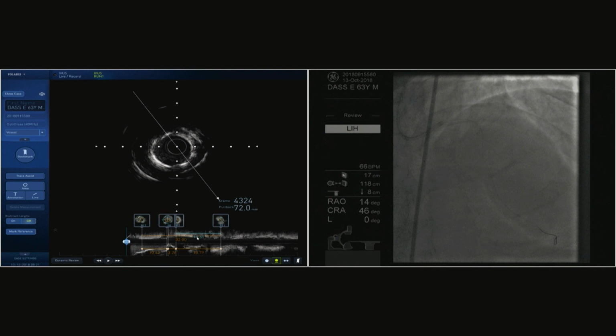So we had decided that we were going to use the MLA, the luminal size in the left main at the landing zone was 3.5. So we're going to use a 3.5 Resolute Integrity and the distal landing zone in the LAD was 2.5 millimeters.